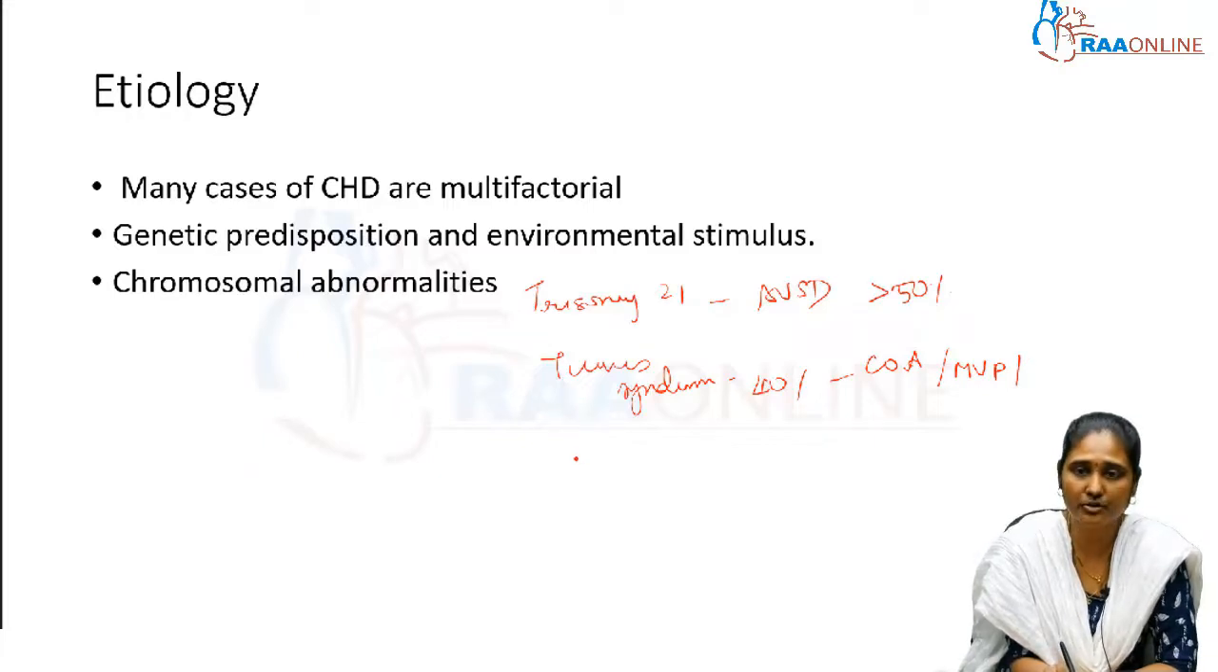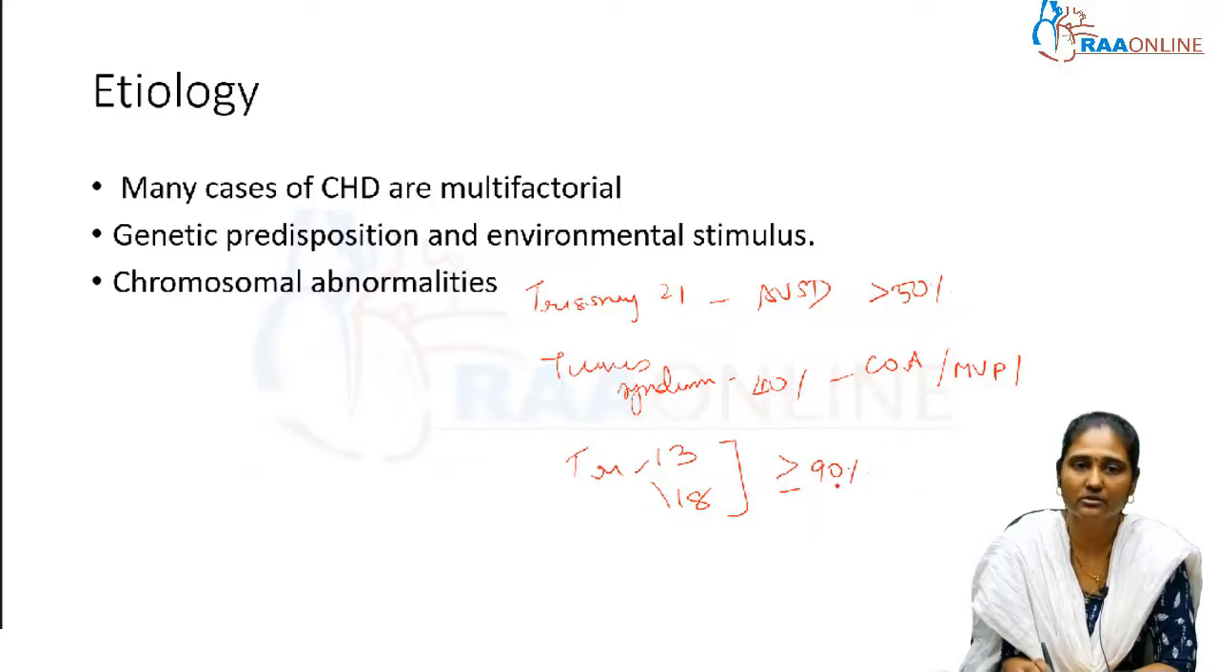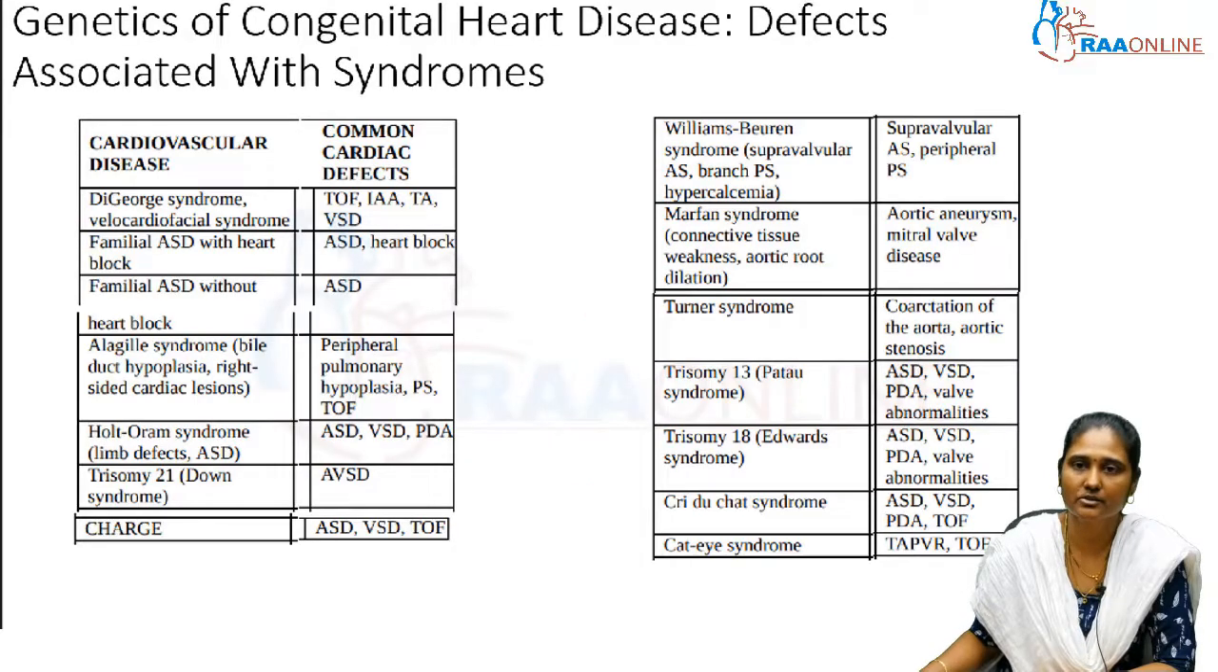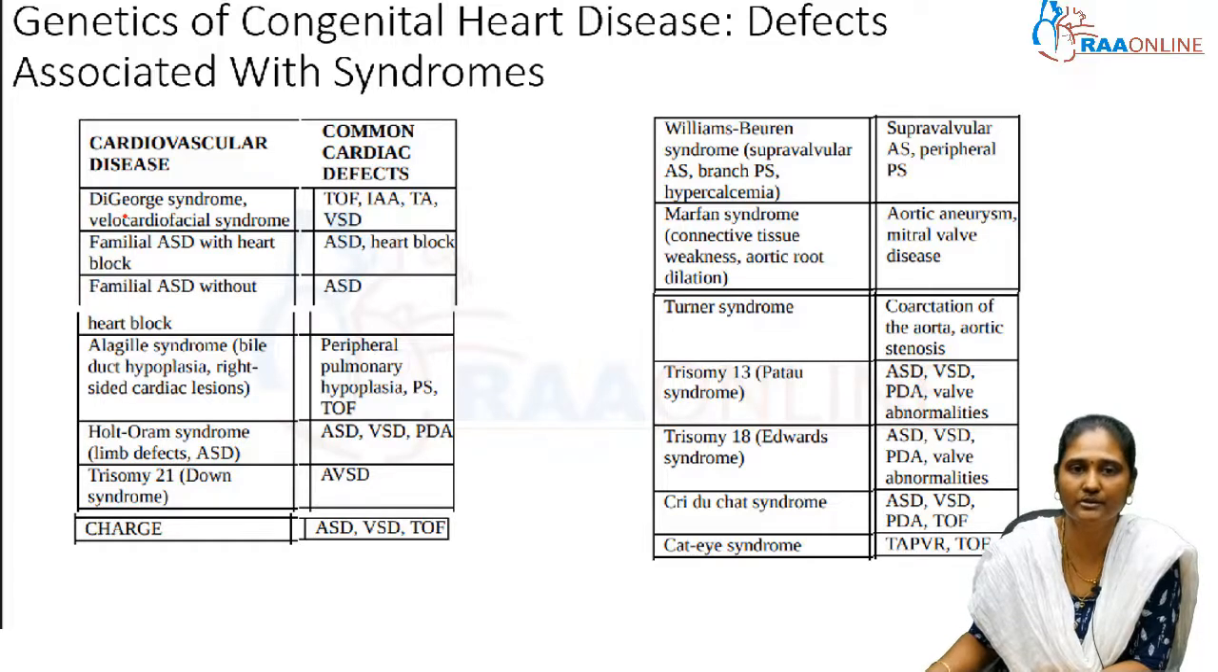Another common group is trisomy 13 and 18, Patau and Edwards syndrome. More than 90% of children with these trisomies have associated cardiac defects, almost 90%. So far these are the chromosomal abnormality associations that have been identified. Now these are some of the genetic syndromes associated with congenital heart diseases. I have taken a few syndromes that are most commonly associated with cardiac lesions.